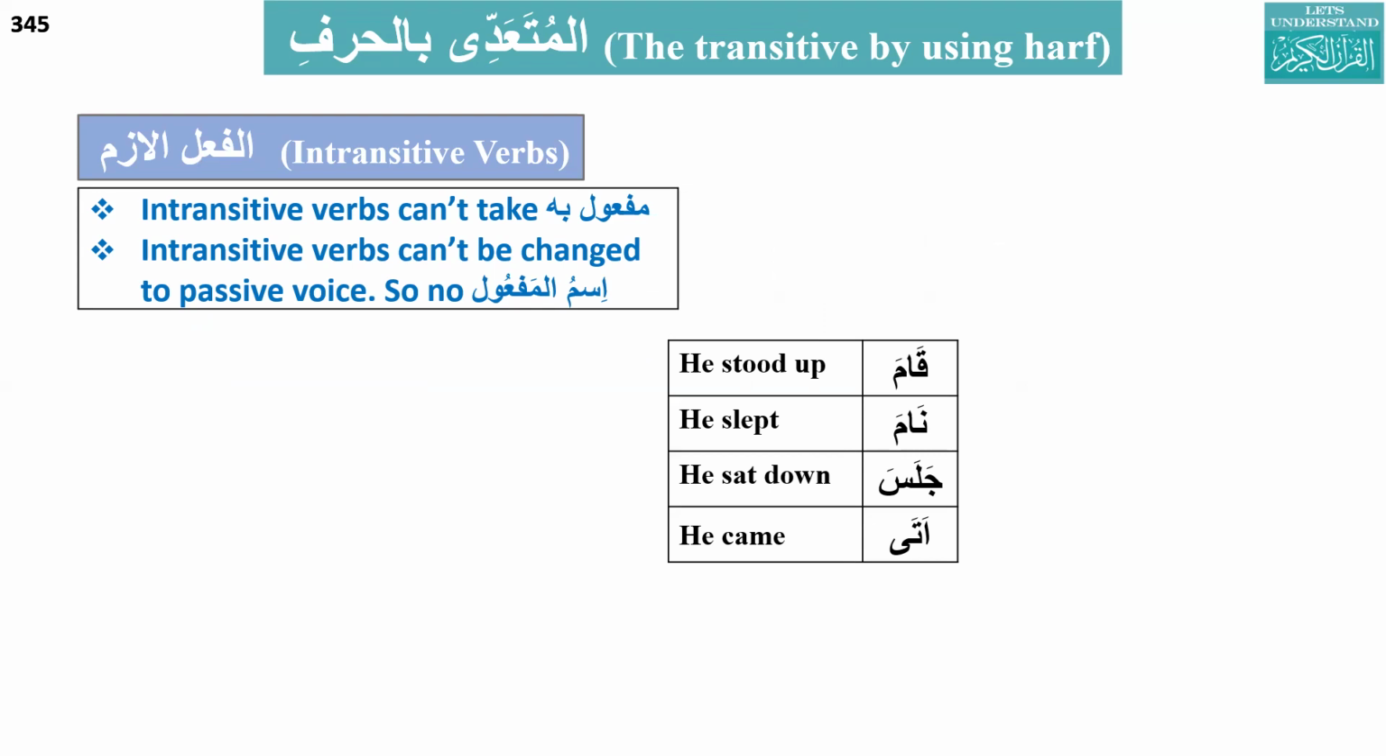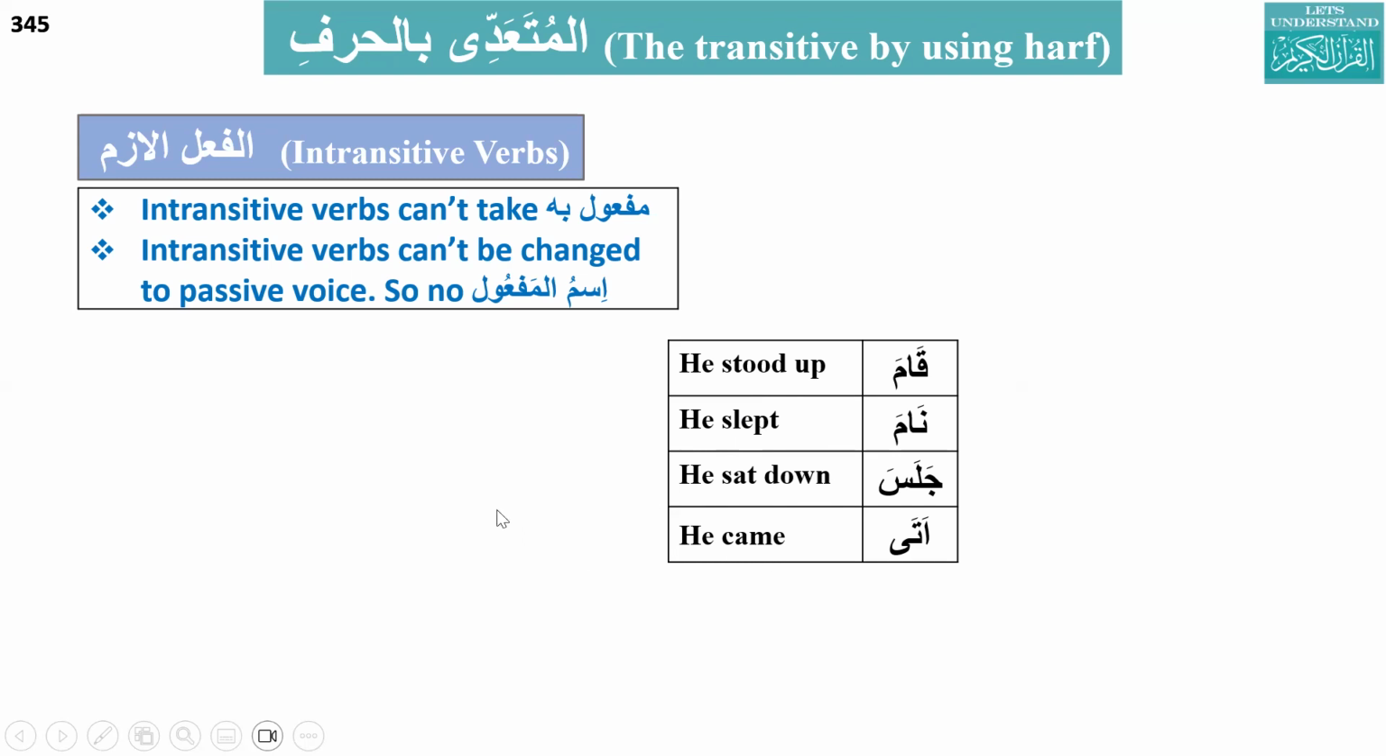Why can they not take maf'ul bihi? Because they are not generating any question about what or whom. What or who means there is no need of maf'ul bihi. And if they cannot take it, an intransitive verb cannot be changed into passive voice. So there will be no ismul maf'ul, like qama, he stood up, nama, he slept. We understand that. But if you say he slept bad, that does not make any sense. He sat down. He came.